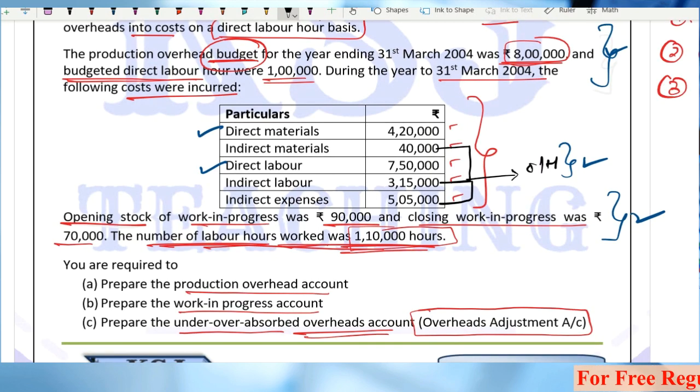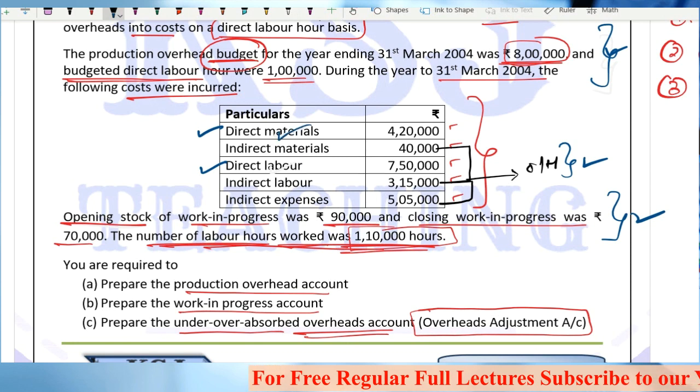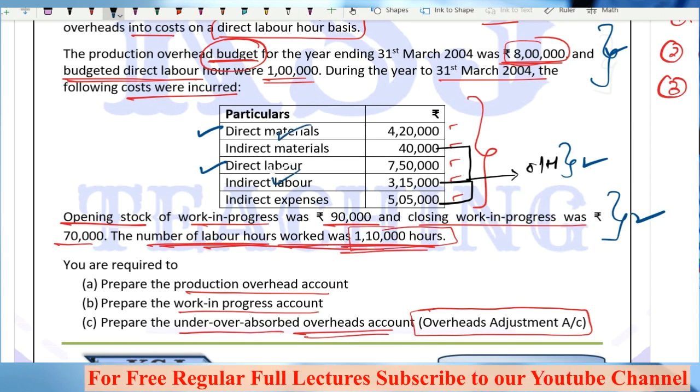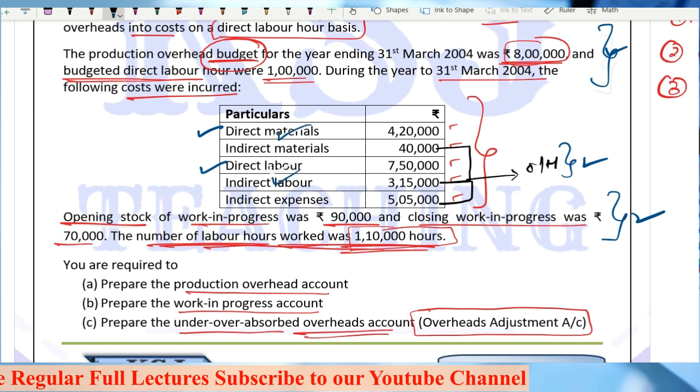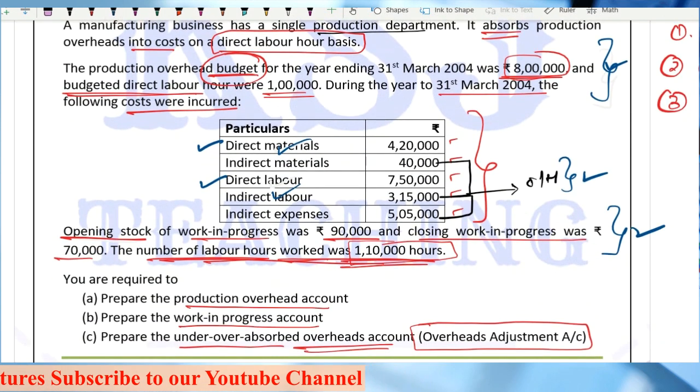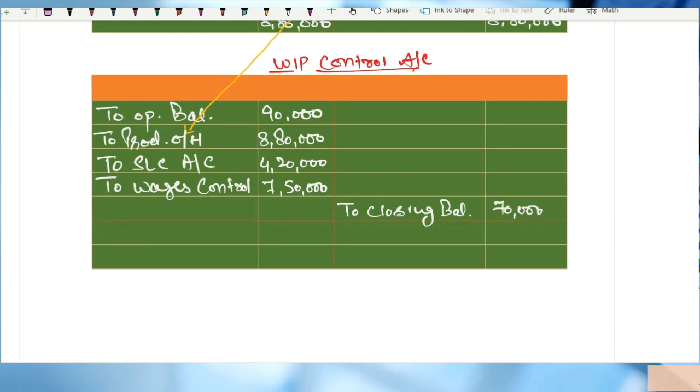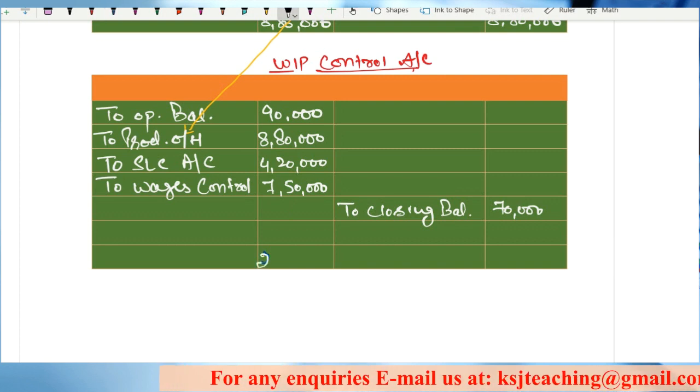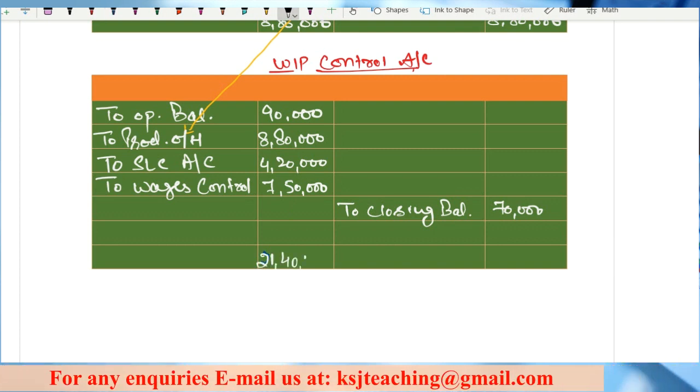We have treated the direct material now and direct labor also. We have done the treatment for these two also. Anything else to be done in the question? No? I think we are done with this. Nothing else to be done. Now, how to close this account? Now, the total of this side is 21 lakh. Sorry. Total is 21,40,000.